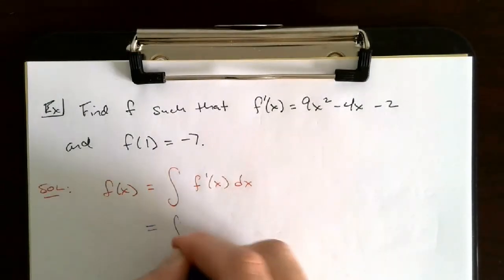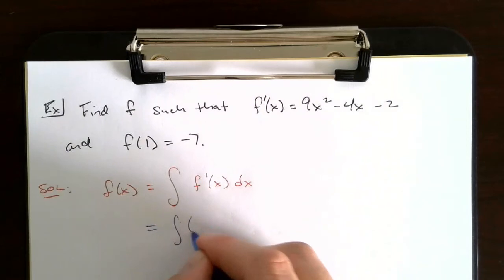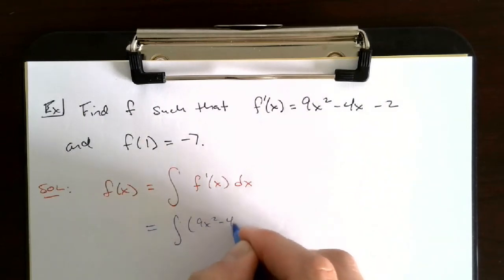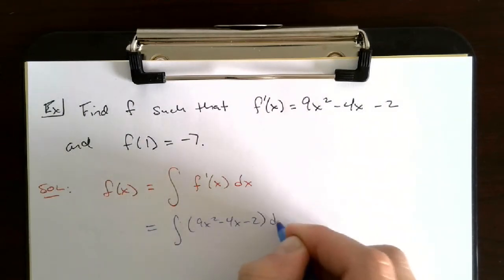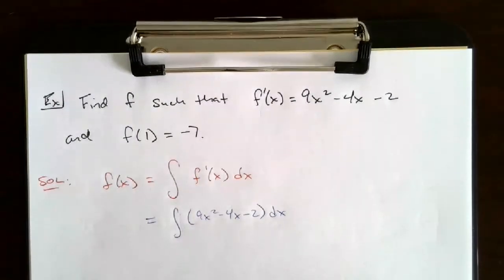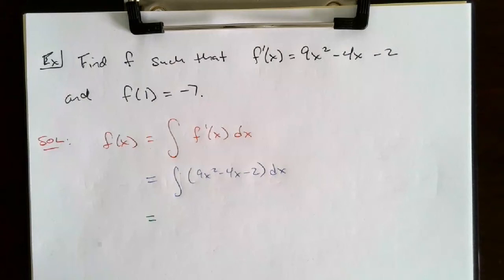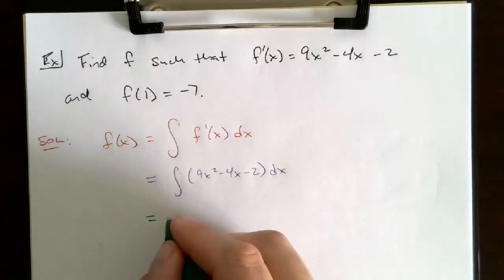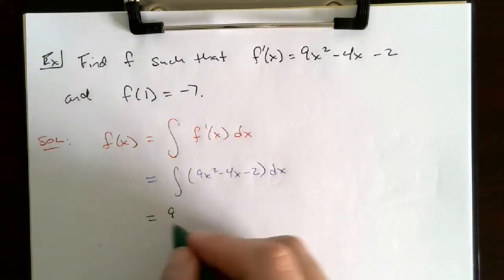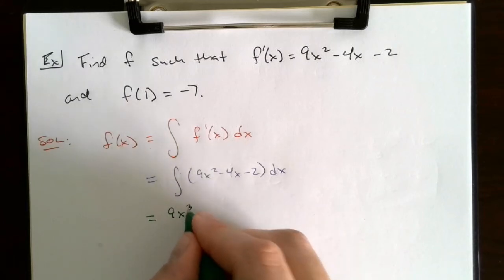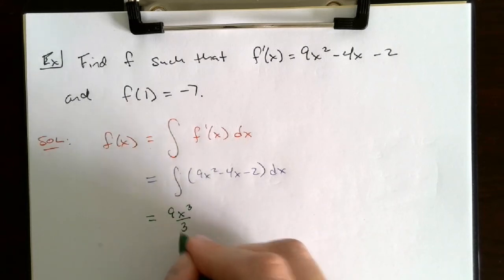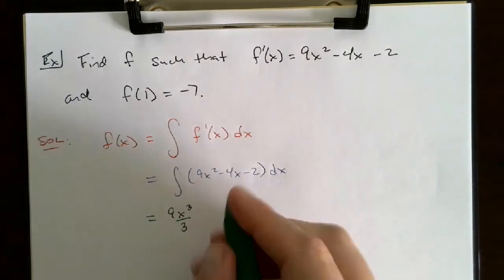So we're looking at the antiderivative of f prime, which is what they told us: 9x squared minus 4x minus 2 with respect to x. There's nothing to rewrite in here, so we're ready to take the antiderivative right away. For 9x squared, the 9 stays in front, x squared, you add 1 to the power, so that would be x to the 3rd power, and then you divide by that same new exponent, so we divide by 3.